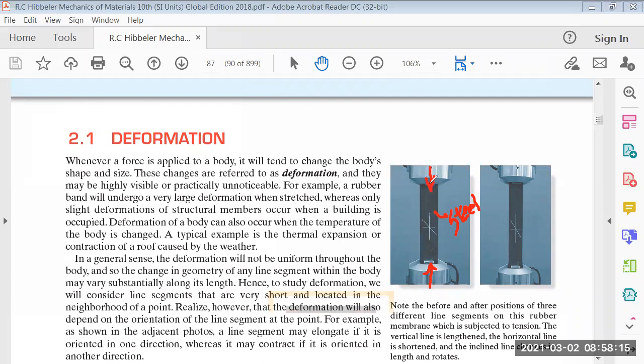Exactly. If you apply a compressive force, then the y would get shortened, while the x would get extended, lengthened, increase the length. So you shorten along the y and increase along the x.